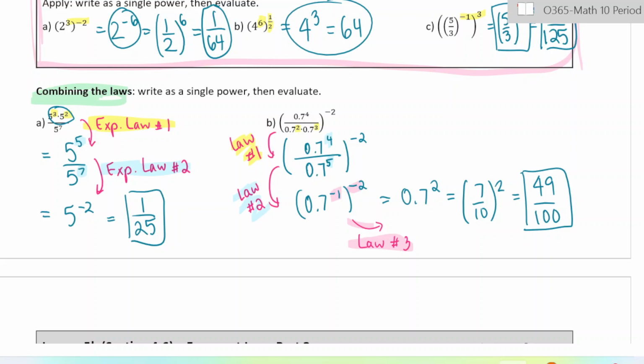Okay, that's the end of the lesson. Next kind of half of this one, we're going to be doing the same 3 laws but with variables instead of exponents, so with letters instead of numbers.